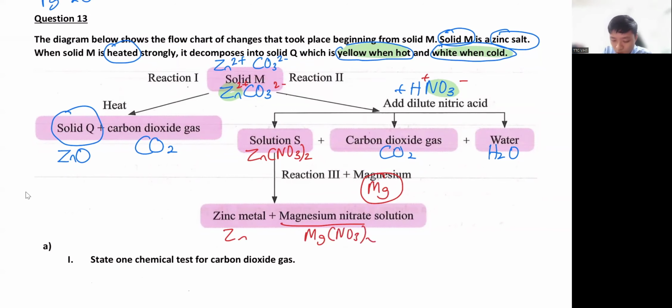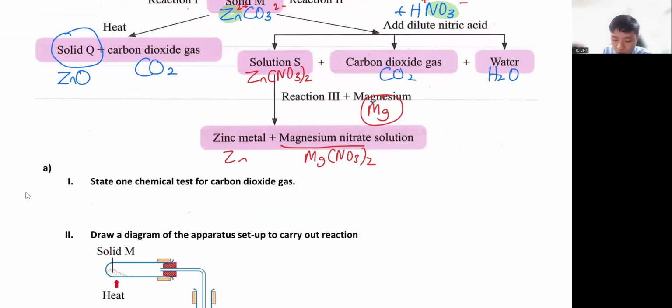First of all, they ask to state one chemical test for carbon dioxide gas. Carbon dioxide, very simple. Bubble the gas through lime water. Lime water turns cloudy.